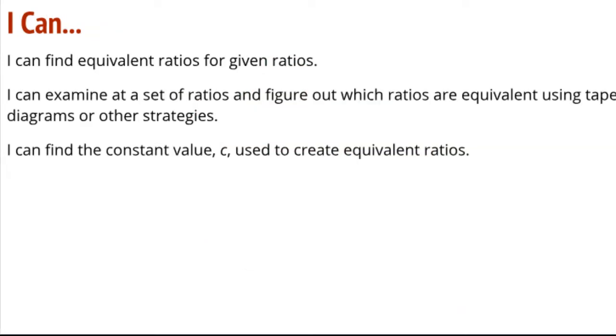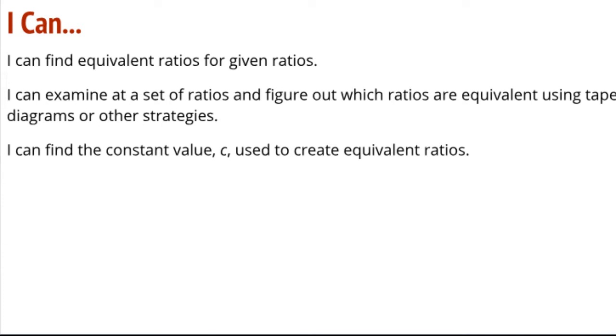All right, I can statements for this lesson. I can find equivalent ratios for given ratios. So we will be given a ratio, and we will need to come up with an equivalent ratio. And of course, I would expect you would be able to explain your process. Why did you do what you did? Why does it make sense?